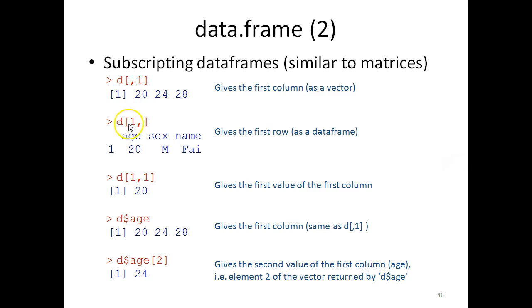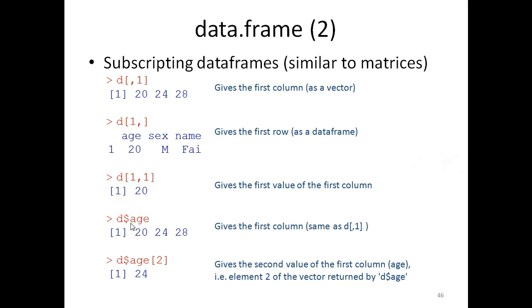If you write D[1, ], comma, nothing, then you get the first row instead. Since the first row contains different sorts of data, this is numeric, here we have a factor, I guess, and this could be a character vector or factor, it necessarily has to be provided as a data frame. So this is a data frame. Otherwise it wouldn't be possible to mix these types of data. And if you want a particular cell from the data frame, you just write the first row, first column, and you get the number 20.